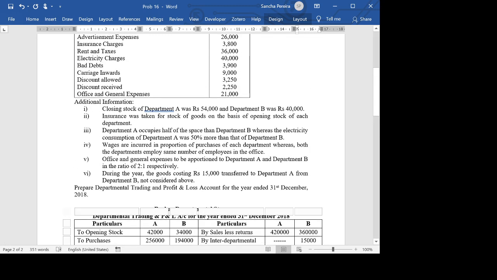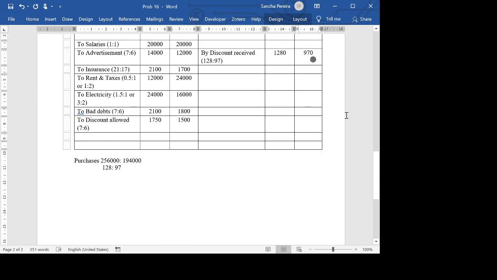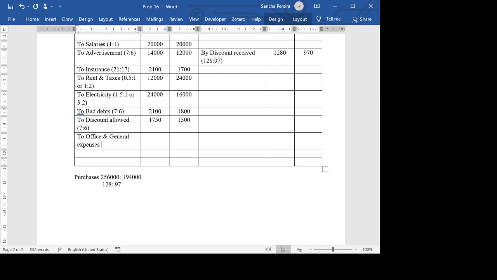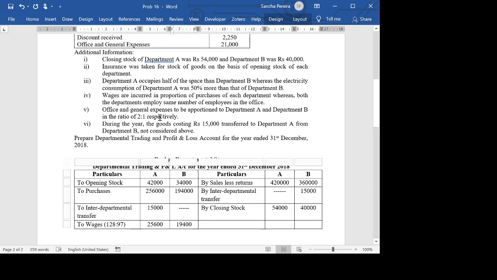And the last one is office and general expenses, 21,000. They've told us the ratio of 2 is to 1. So that comes to 14,000 and 7,000. That's it. We have taken everything, considering the last one as well.